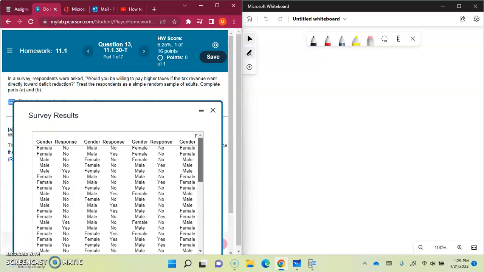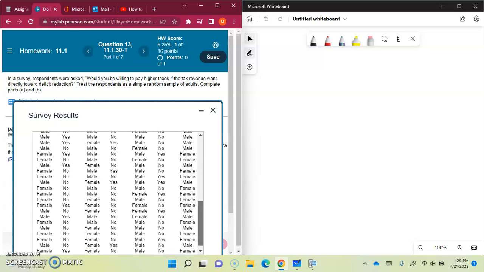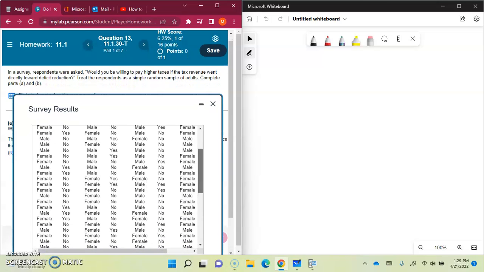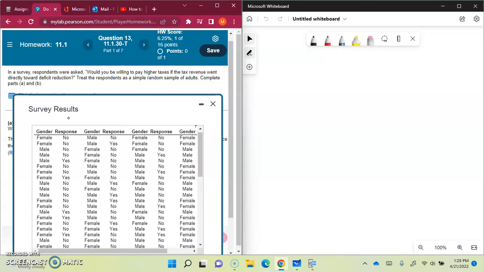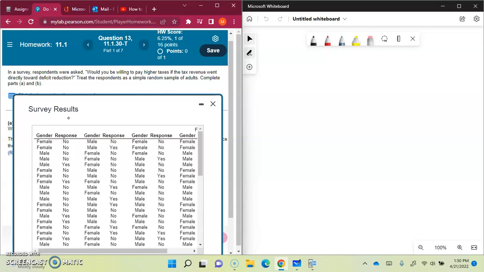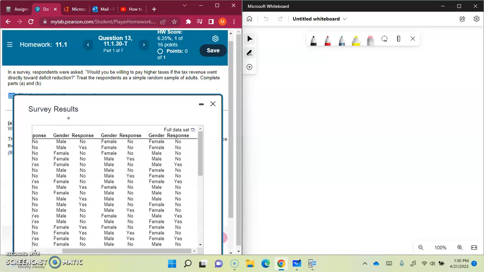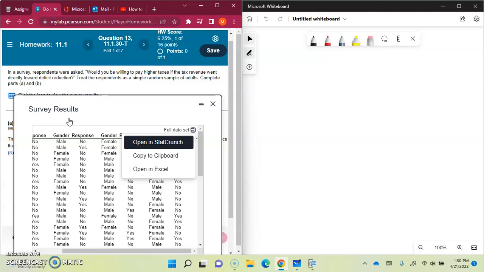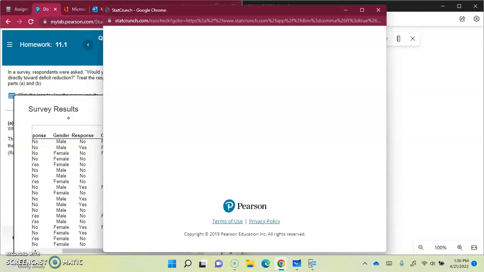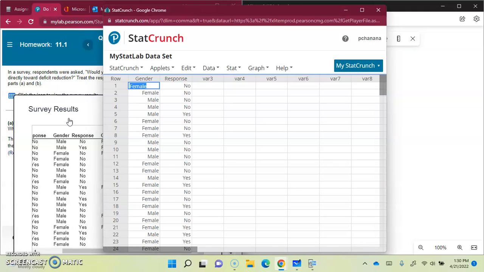This is a little different question because you see how the data is given like males and females and the answer is yes or no. So it's a qualitative question: would you be willing to pay higher taxes? Yes or no answer, two outcomes. And two populations are there, one is female and one is male. So we don't have the given information of how many males and how many females. We just have this. Let's look in StatCrunch at how it's looking.